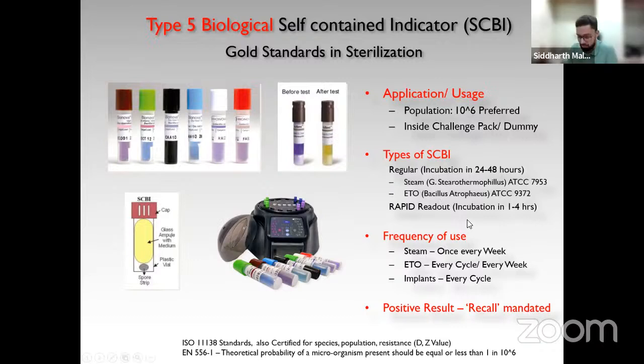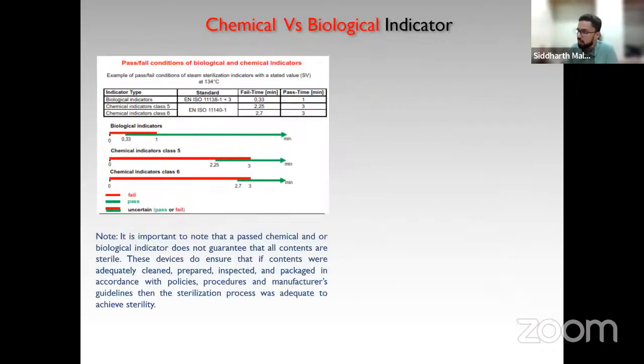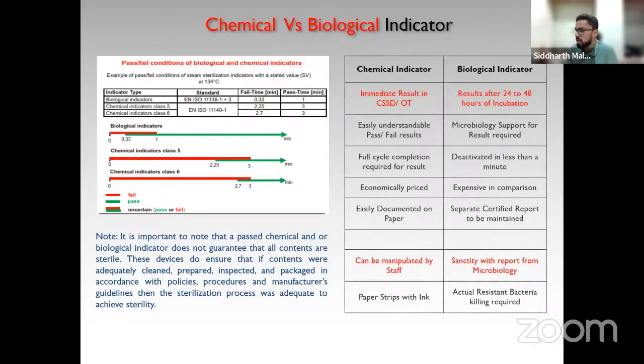Right, so we have gone through the biological indicator, which is a very important part. Now, chemical indicators versus biological indicators. Why we should be using both? Now, chemical indicator, which we talked about type 1 to type 6, is going to give you an immediate result inside a CSSD. However, the biological indicator requires you to actually incubate that for 24 or 48 hours. Only then you get a result. By that time, you cannot keep your surgery postponed. So that's why you use a chemical indicator also and a biological one also.